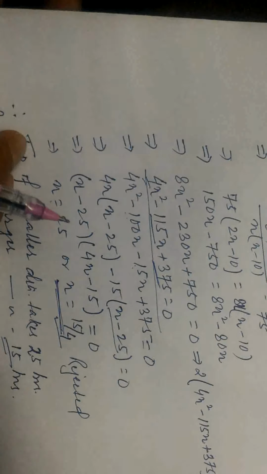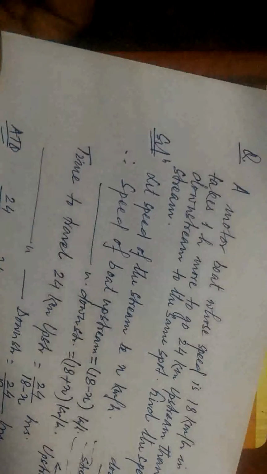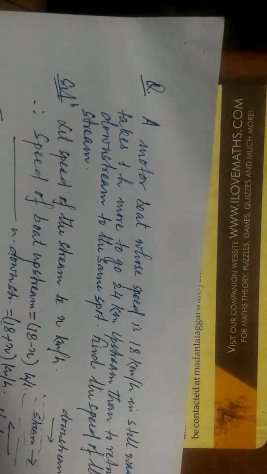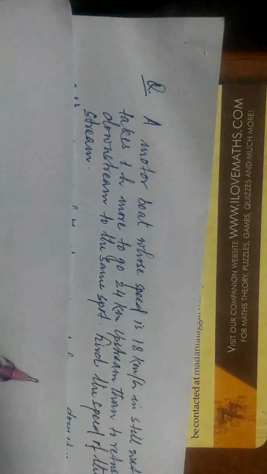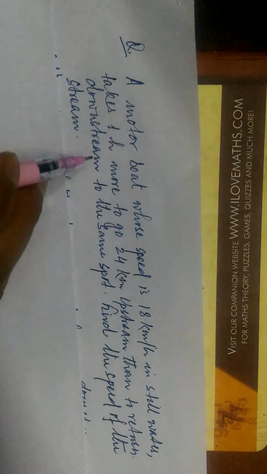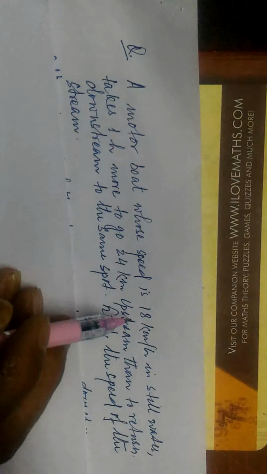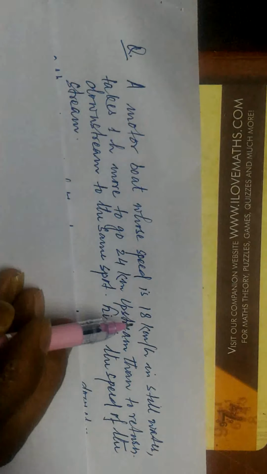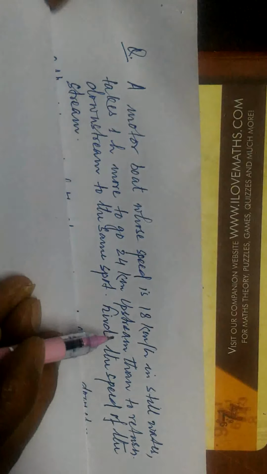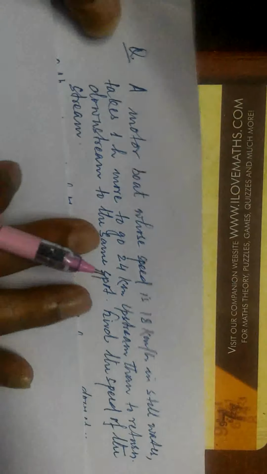Now it's very important again. The question is, we have a motor boat question that we have done in pair of linear equations in 2 variables. So here the same question we are going to do using the quadratic formula. A motor boat whose speed is 18 km per hour in still water takes 1 hour more to go 24 km upstream than to return downstream to the same spot. Find the speed of the stream.